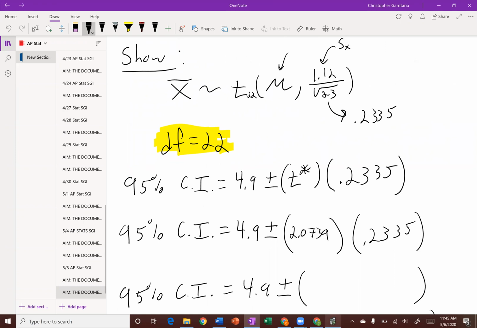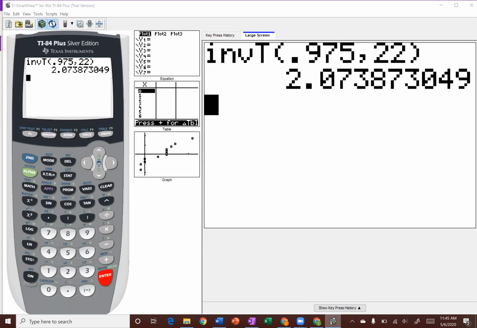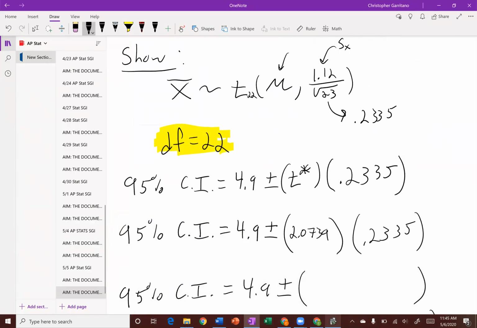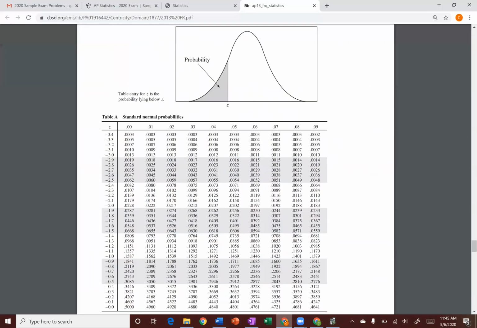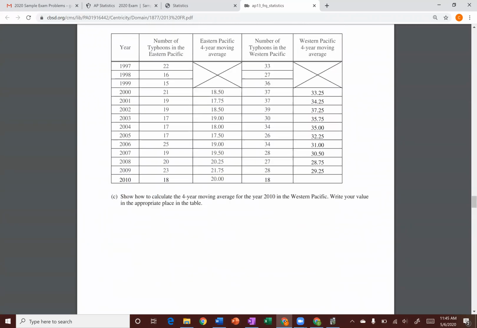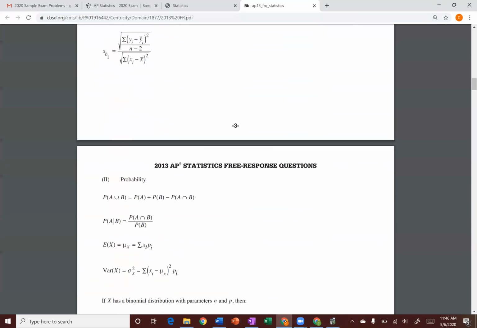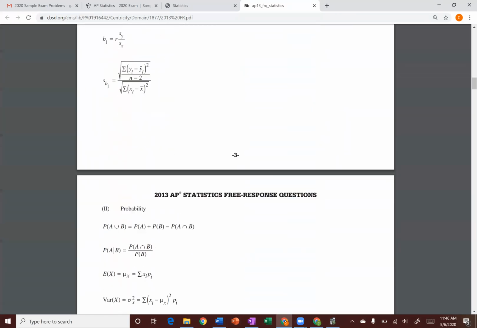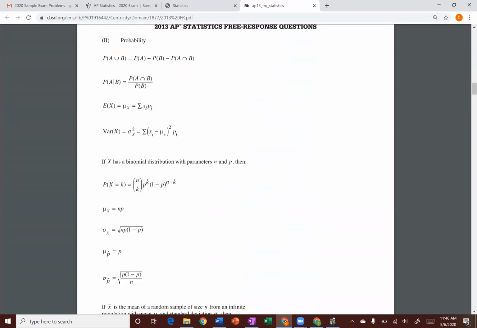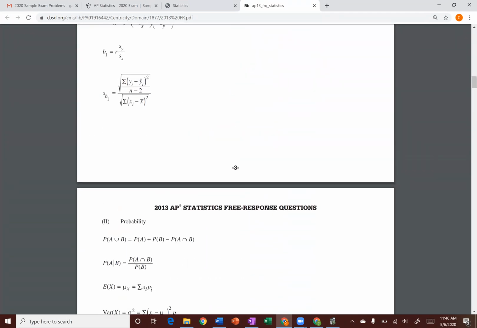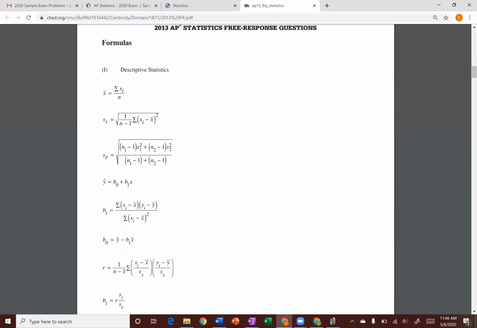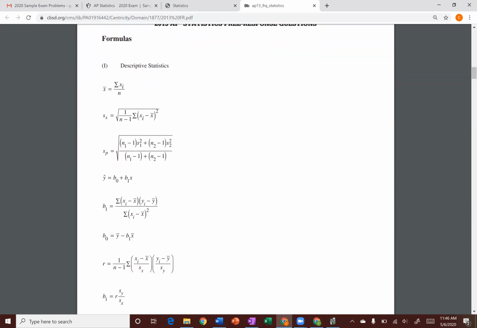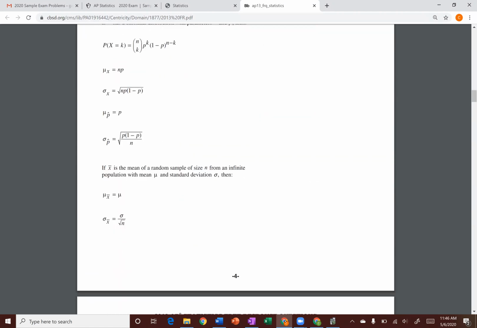2.0739, right? Let me just double check. 2.073. Okay, good. And now I just want to show you how to get that using the table as well. So one thing that you may not have been aware of at this point is that for all of these tests, you're going to be given a whole bunch of formulas, like a reference table. I'm pretty sure, actually I'm positive, it's the same for your test.